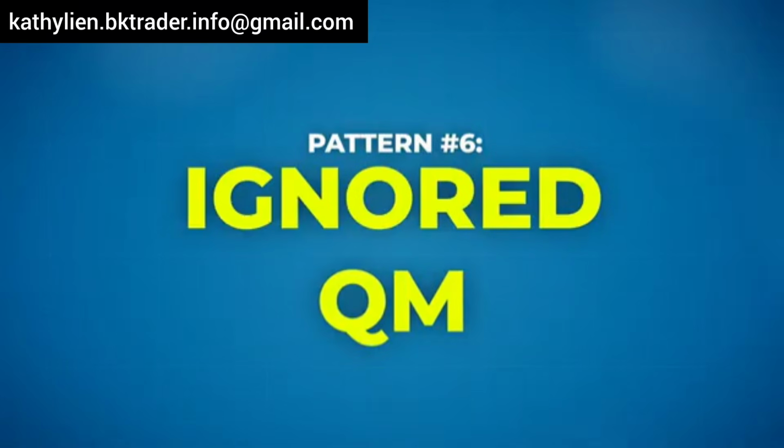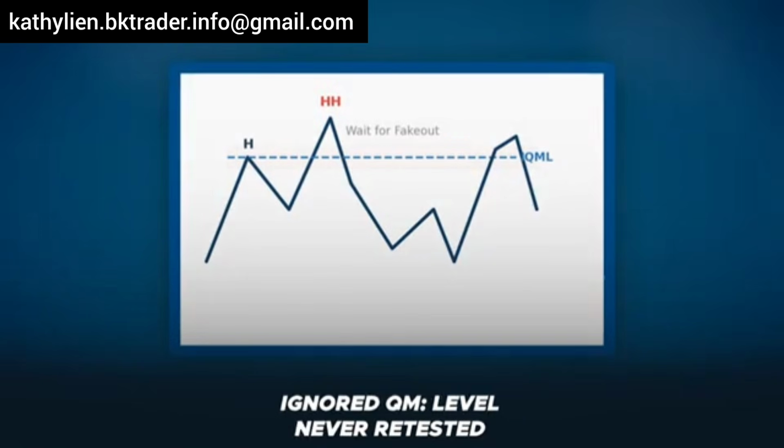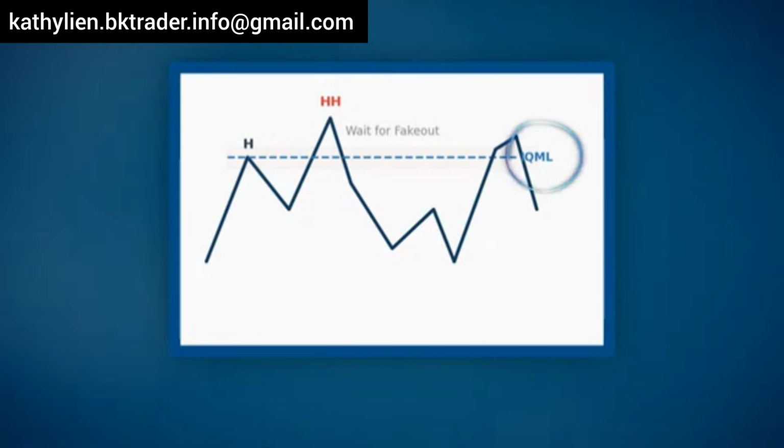Now, pattern number 6 is the ignored QM. This one requires patience, but when it triggers, the reaction can be explosive. An ignored QM is a Quasimodo level that was never retested. Price forms the QM structure, creates the QML, and then just keeps going without looking back.